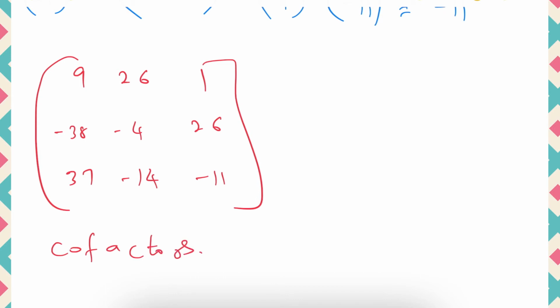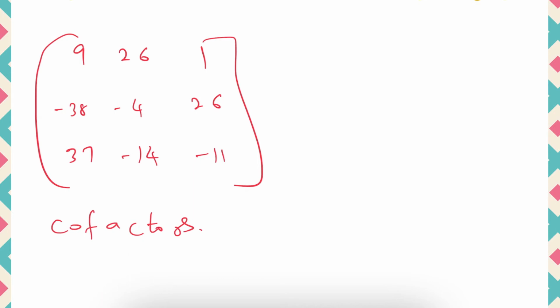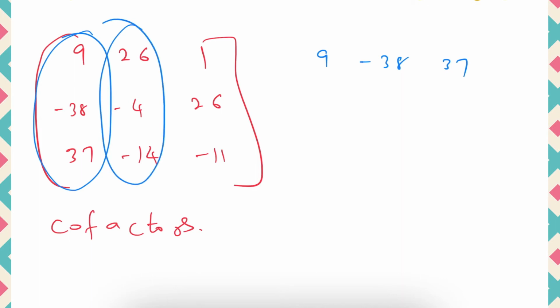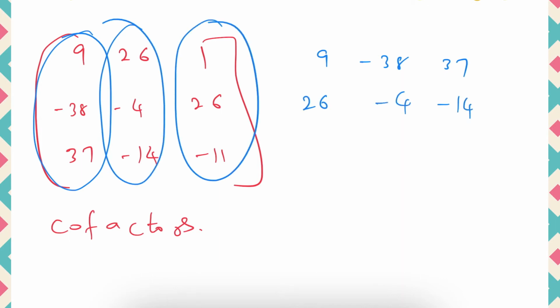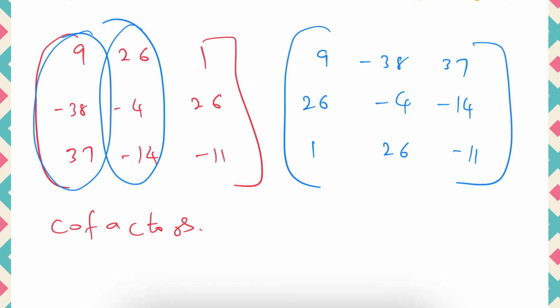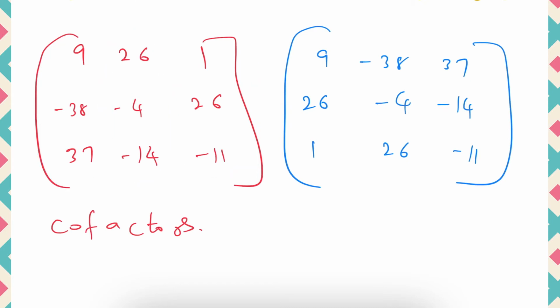Now we need to find out the adjoint matrix. So adjoint matrix is nothing but just transpose of this matrix. So simply this is first column, right? Write it as the first row: 9, minus 38, 37. Next second column, write it as second row: 26, minus 4, minus 14. Third column, write it as third row: 1, 26, minus 11. So this is nothing but adjoint.